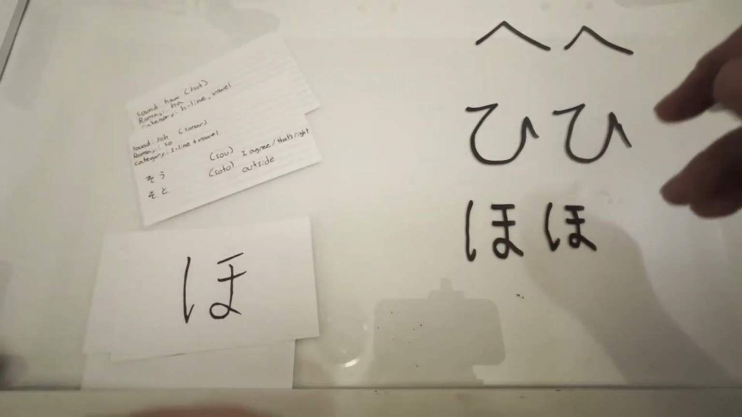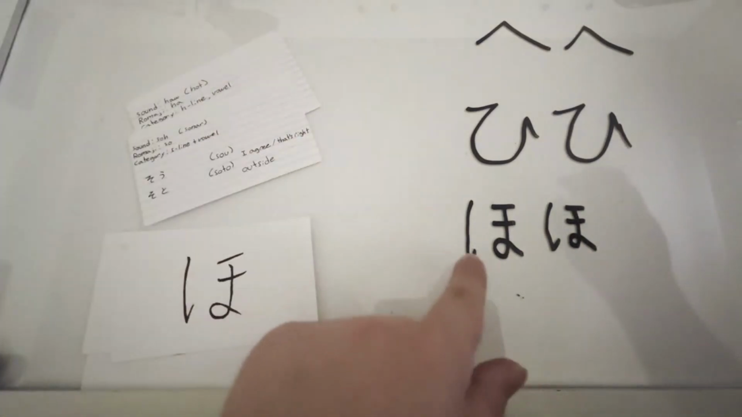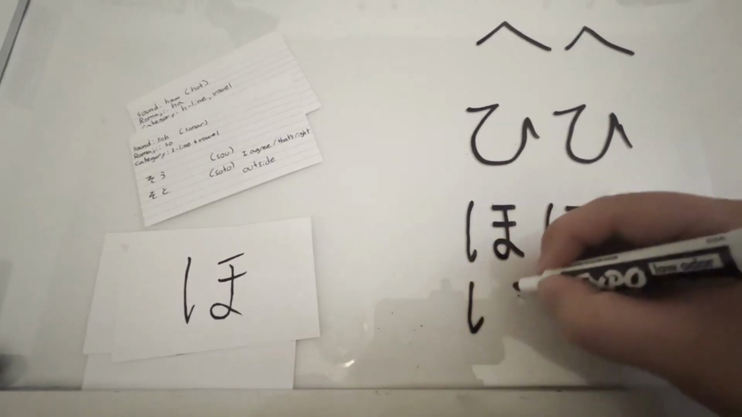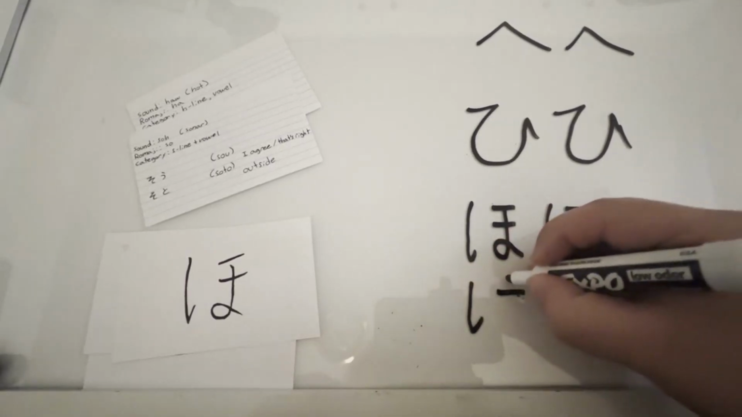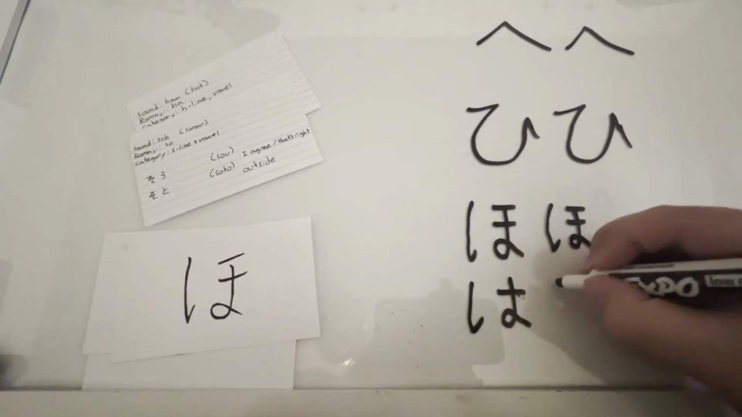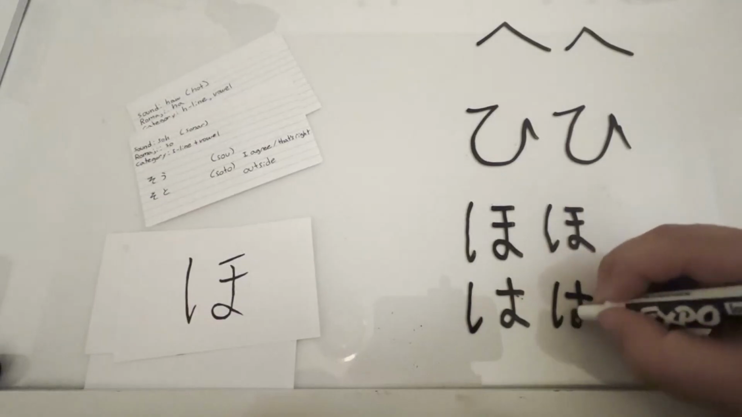Then we have ha. And remember, we imagine this as like ha ha ha, like someone laughing, right? Just like home, but instead it's just one stroke. We go down, go across, and then all the way around. Kind of looks like a face with someone's hands up, right? Down, across, all the way around.